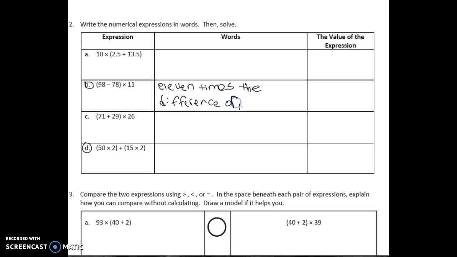of, and now we have, I'm going to run out of room, 90, 98, and 78.